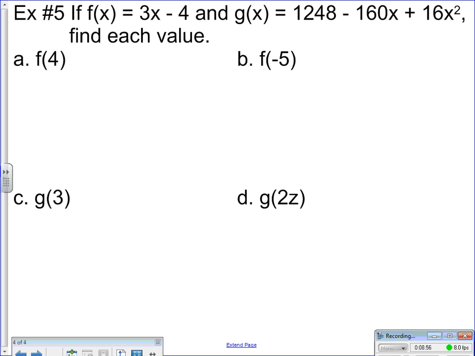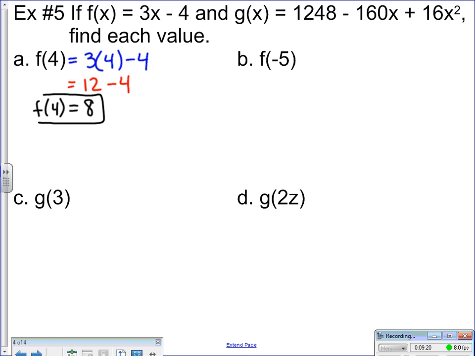All right, let's take a look and see how you did. In the first one, I'm going to put, after the 3, a 4. Now I'm going to multiply that together. 3 times 4 is 12. 12 minus 4 is 8. So f of 4 is 8. That's my answer.